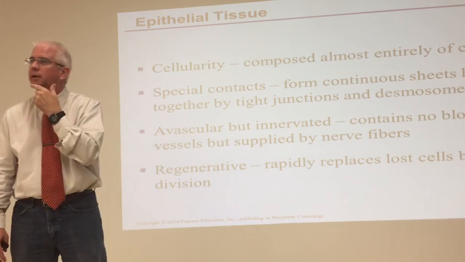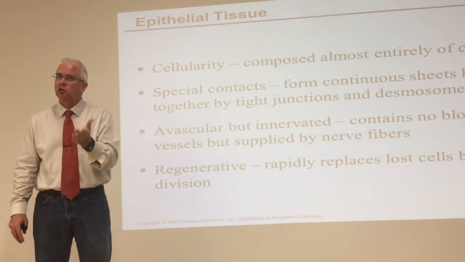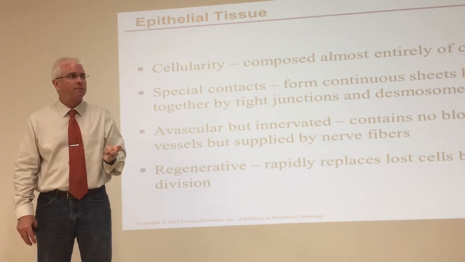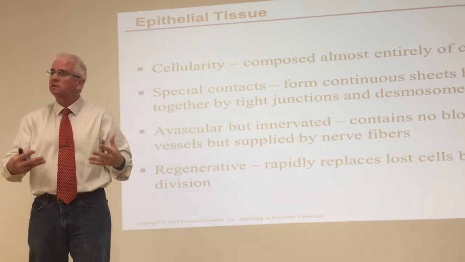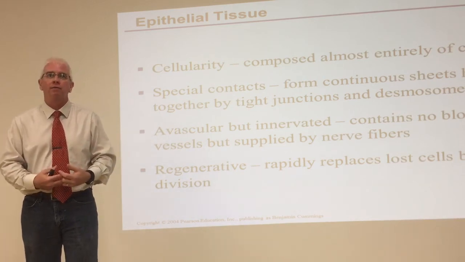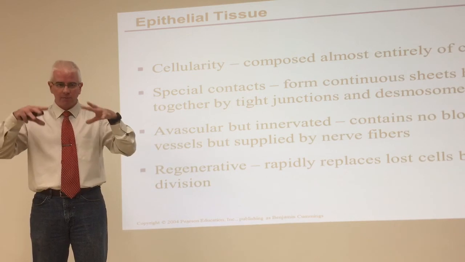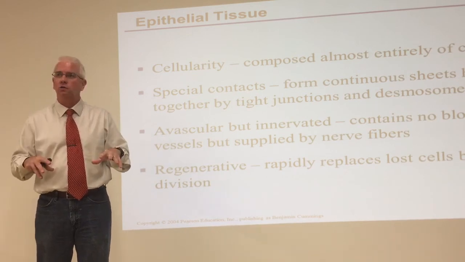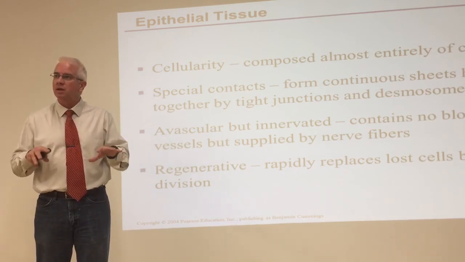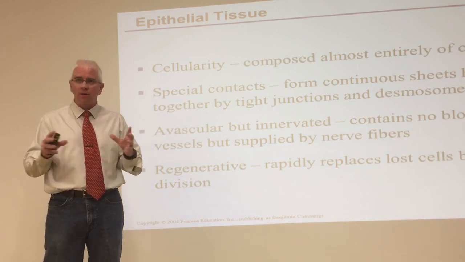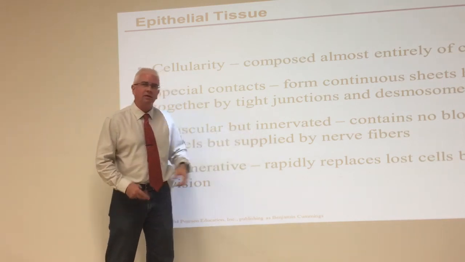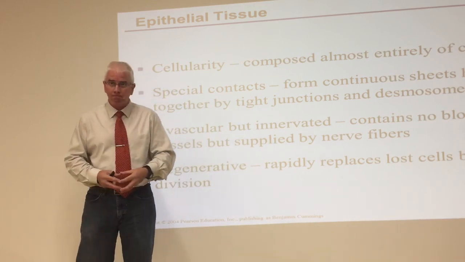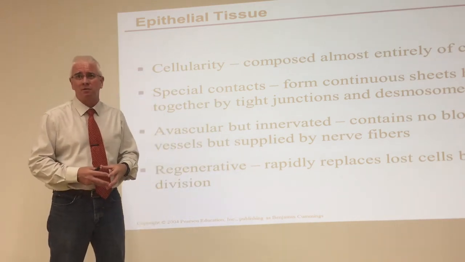The question then becomes, how do those tissues stay alive? So we're going to have to supply something to these tissues for them to survive. That supply is going to come from the underlying connective tissues. The blood supply will be in the underlying connective tissues. You won't find blood vessels in the epithelium. The second observation here is these guys are in fact innervated. This means they have nervous system supply.